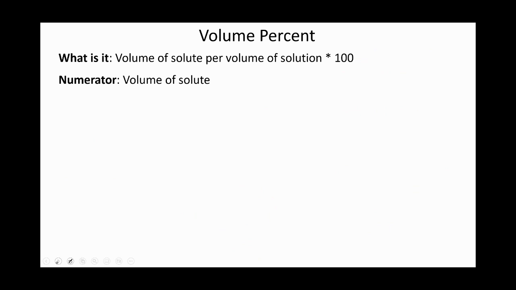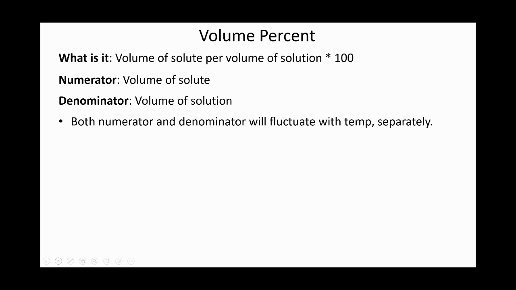One more example that is a tangible quantity that we like to talk about is instead of mass percent, volume percent. So we're looking at relative volumes. So we have the volume of solute per volume of solution. In the numerator, we have the volume of solute, in the denominator, the volume of solution. And because they both deal with volume, they'll fluctuate with temperature separately.